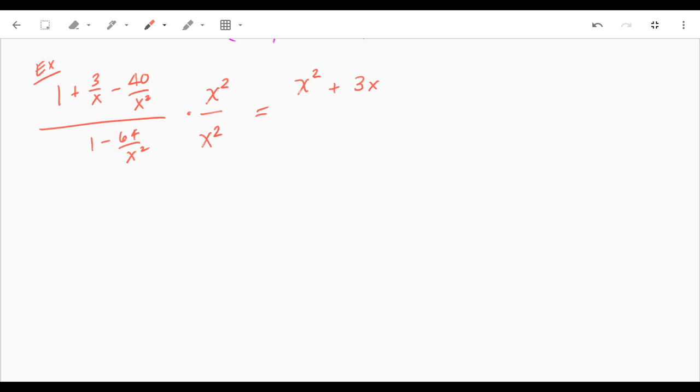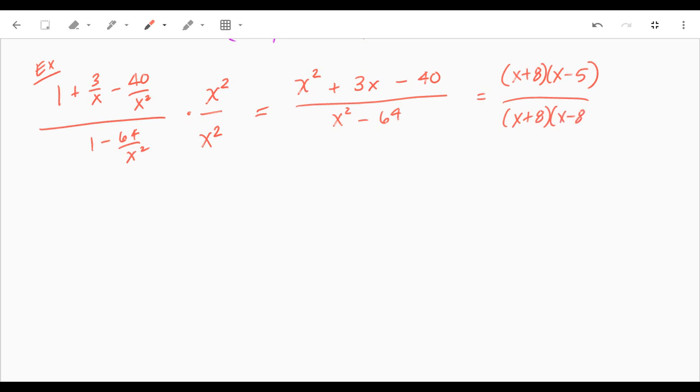You're going to pick up on some patterns here. 40 over x squared times x squared is going to be just 40. In the denominator, 1 times x squared is x squared. 64 over x squared times x squared is 64. Okay, now we factor using whatever method you want. That'd be x plus 8, x minus 5, and then x plus 8, x minus 8 with your difference of squares. And cancel out the x plus 8s.